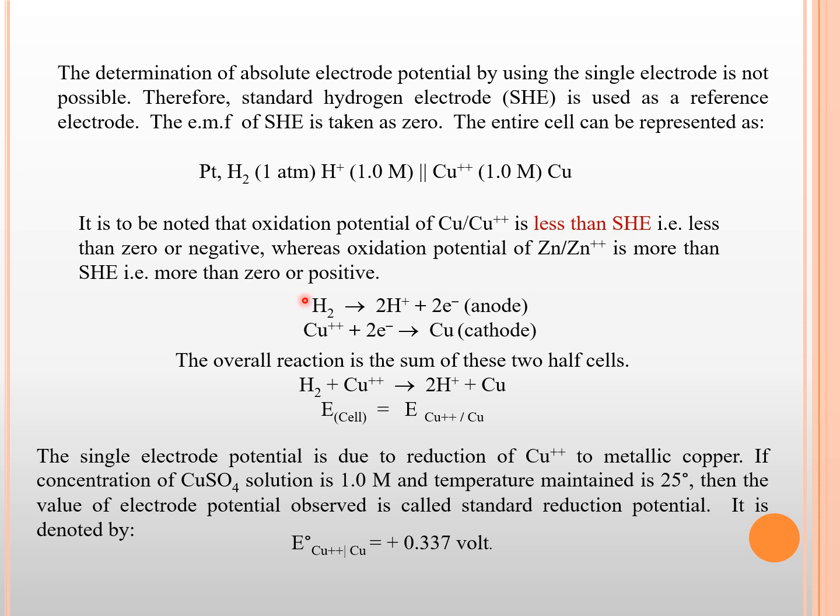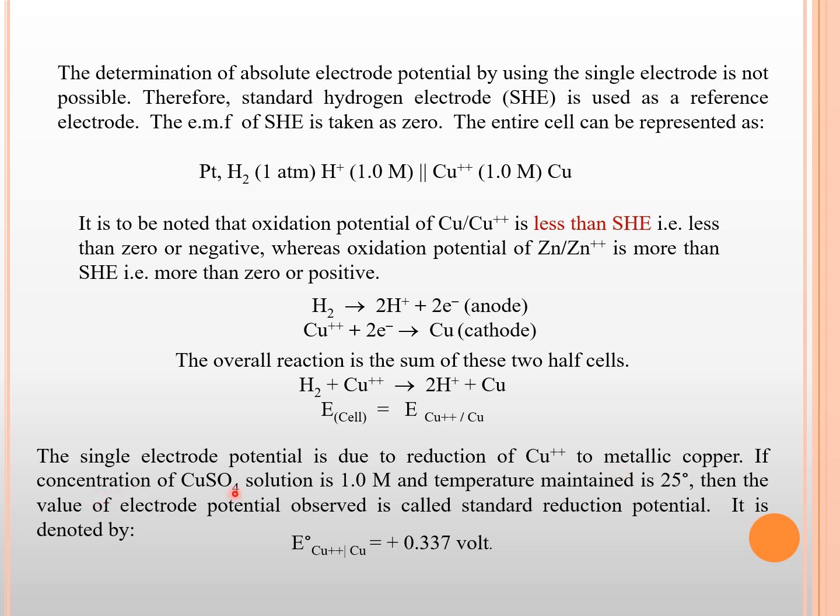Now let us write the reactions which are taking place at the anode and cathode. At the anode, H2 gives 2H+ plus 2 electrons. These 2 electrons are absorbed by the copper dipositive ion to get converted into copper at the cathode. The overall reaction is the sum of these two half cells, that is H2 plus Cu2+ giving 2H+ plus Cu. Now this is the reaction, and the EMF of the cell can be taken as equal to the EMF of copper dipositive ion in equilibrium with copper. The single electrode potential is due to the reduction of copper dipositive ion to metallic copper.